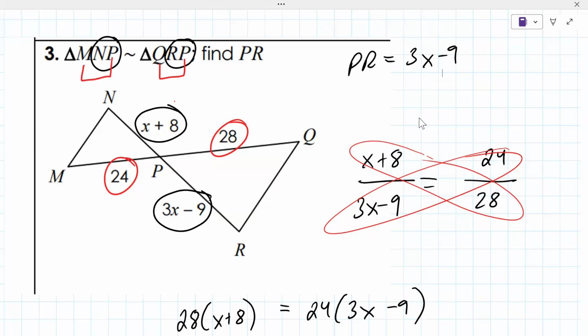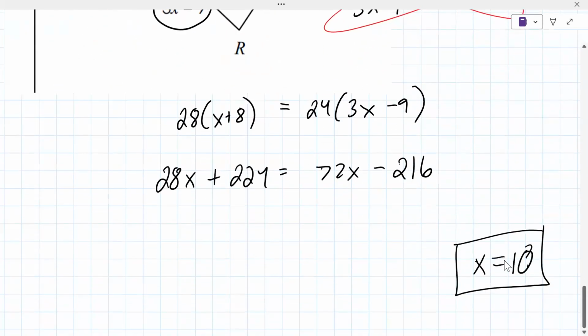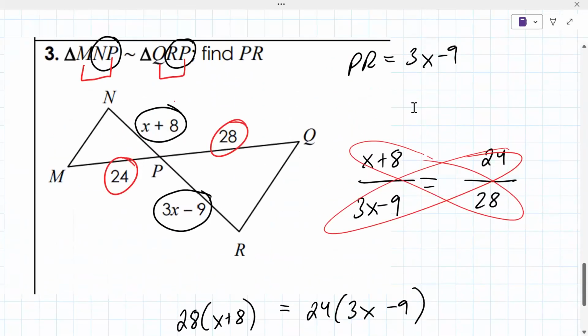Could you please scroll up to number 4? We're still on number 3, though. What's the value of PR? I'm trying to figure that out. We just spent 10 minutes solving for X. Yeah, and I see it's 10. You put that number in for this X right here. 3 times 10 minus 9.